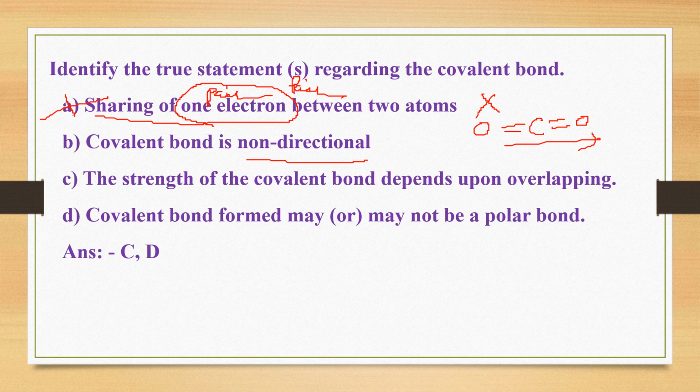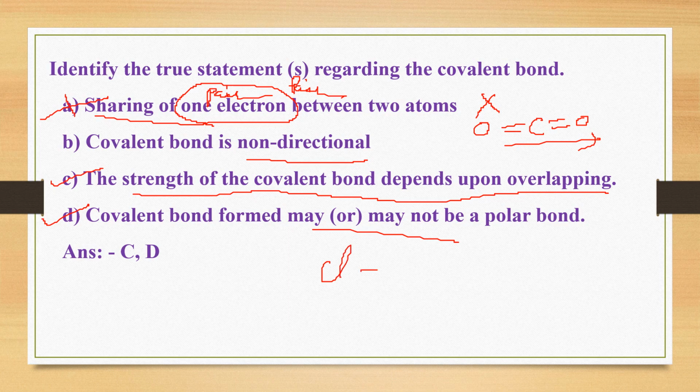Okay, good. Then the strength of the covalent bond depends on the overlapping. Yes, naturally, more overlapping, higher strength of the covalent bond. So next one, covalent bond may or may not be polar. Yes, sometimes if they have similar force of attraction, there is not that much polarity. What do you mean by polarity?